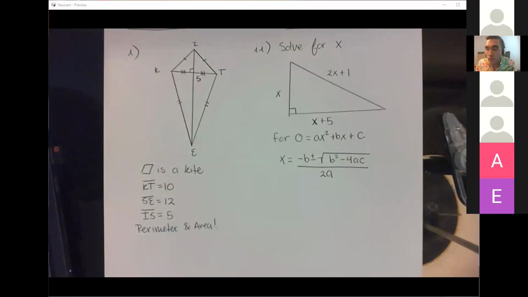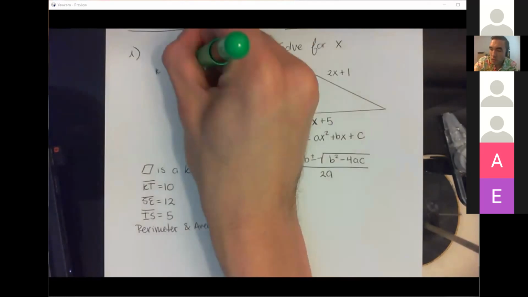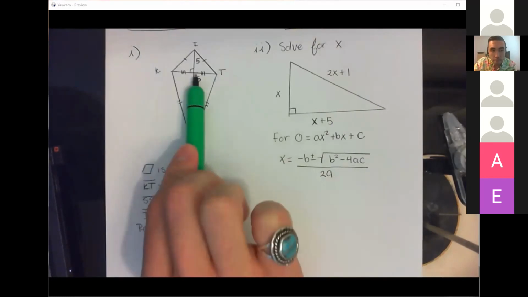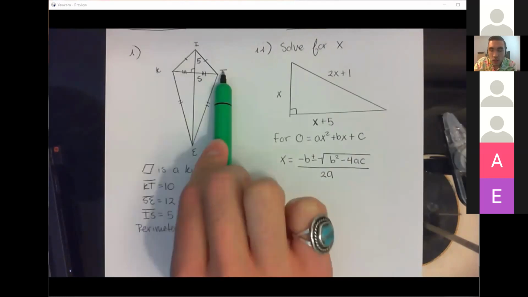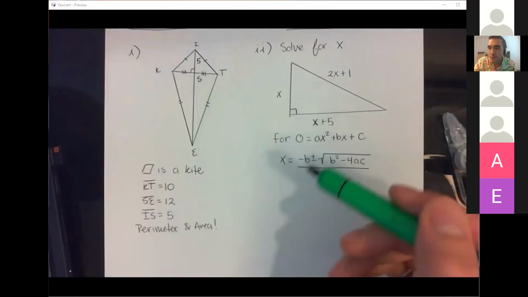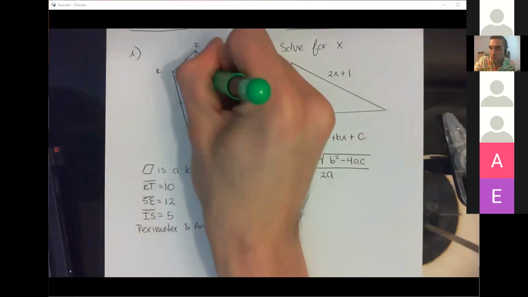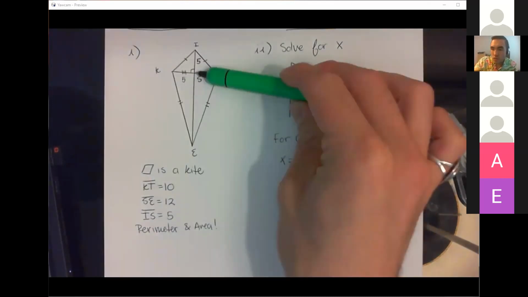We have a theorem for that too, but that has to be true so that the Pythagorean theorem can be useful to us. So IS is 5, that I told you. KT is 10. So what is the length on each side? The whole thing is 10. Each piece is equal, so each one is 5 and 5. And then I also said that SE, from here to here, is 12.